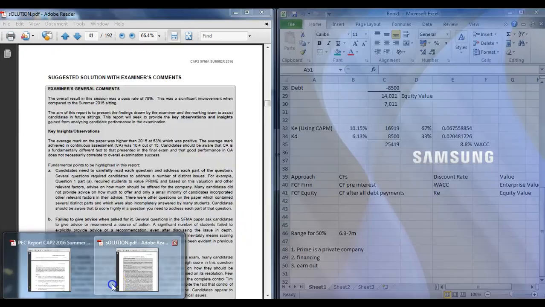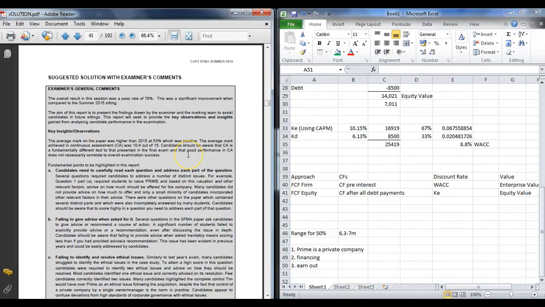Just having a brief look at the examiner's comments, I just wanted to draw your attention to one or two. Two fundamental points. Candidates need to read the question carefully and address each part, and the examiner in their report used the example of the question we just did. A lot of students did not provide advice on how much to offer, and a small minority incorporated other factors. Again, very disappointing given that there were several distinct parts. Alright, so you can see here the examiner used that part of the question exactly as a prime example of where students did not answer everything that was asked.